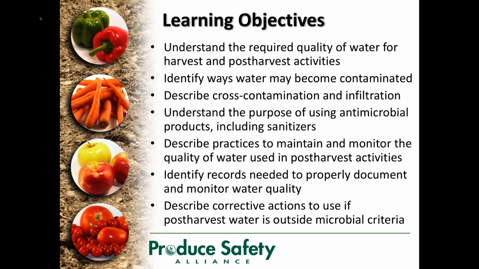We need to be aware of ways water can be contaminated and how to avoid cross-contamination and infiltration, which is something that many of us don't think about. We'll explain that. We need to talk about antimicrobial products, including sanitizers. We'll be looking at practices to maintain and monitor water quality, record keeping that's necessary, and corrective actions to use if your post-harvest water, which you must test periodically, gets outside your microbial criteria.